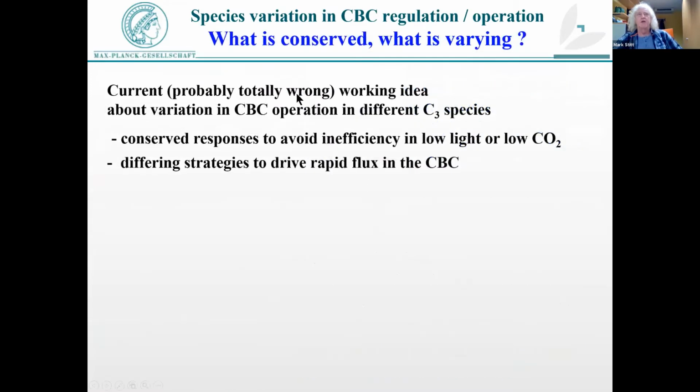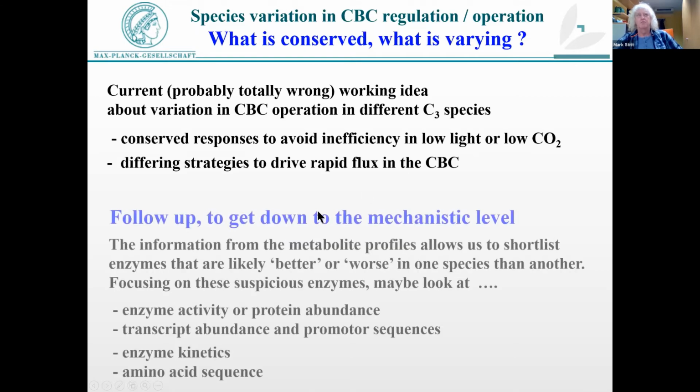So, summarizing up to now, our current and probably totally wrong working idea: there is variation in Calvin Benson cycle operation. That's something we're sure about. We think there may be conserved responses, and what we've picked up here particularly is to avoid inefficiency in low light or low CO2. I haven't emphasized that. We think there are different strategies to drive a rapid flux in the Calvin Benson cycle.